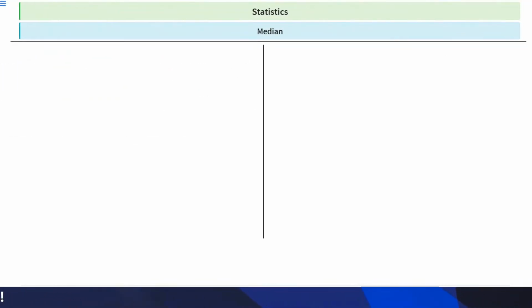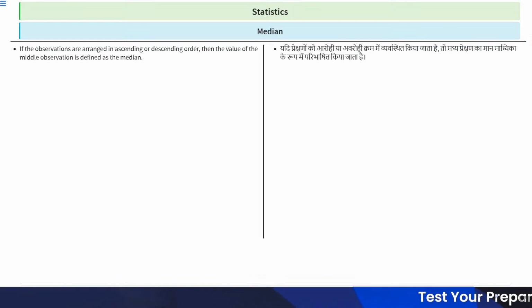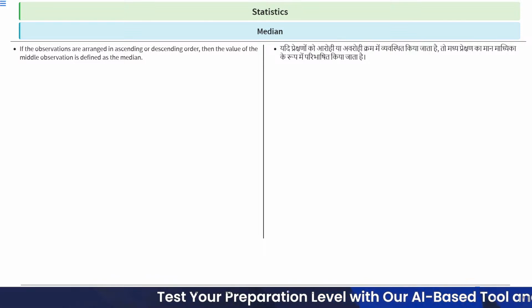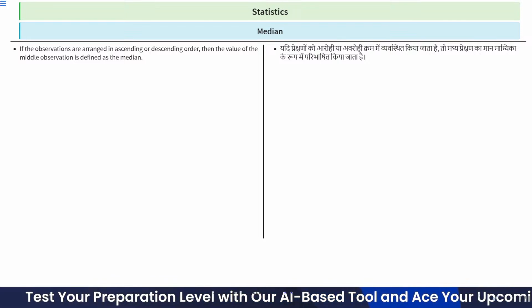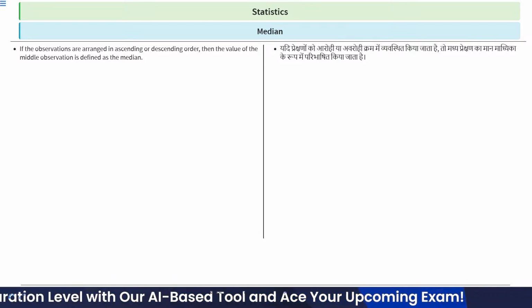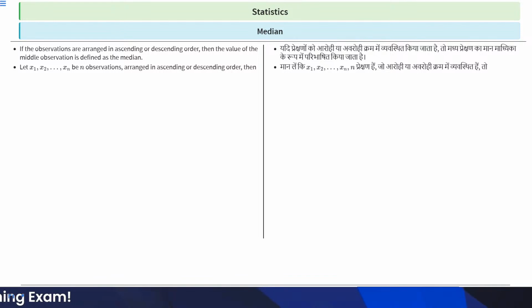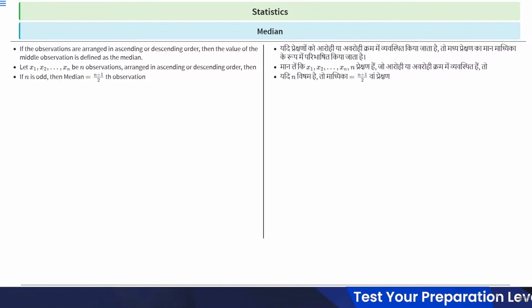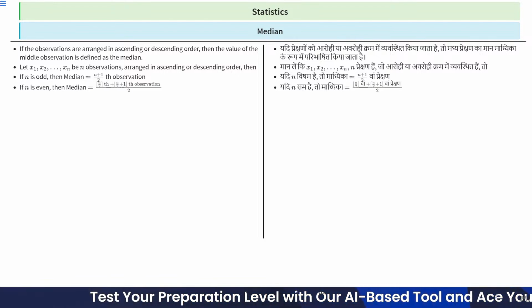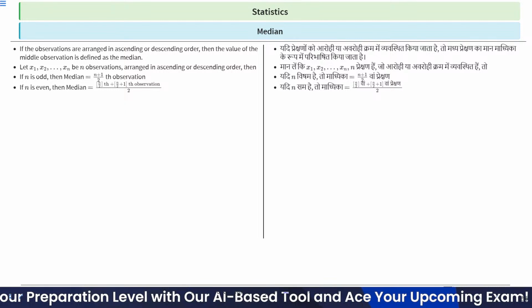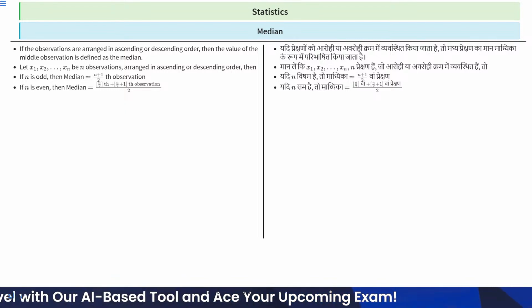Next, median. What is median? If the observations are arranged in ascending or descending order, then the value of middle observation is defined as the median, right? Let x1, x2, till xn be n observations arranged in ascending or descending order. Then if n is odd, then median is equal to (n plus 1 by 2)th observation. If n is even, then median is equal to ((n by 2)th plus (n by 2 plus 1)th observation) upon 2, right?